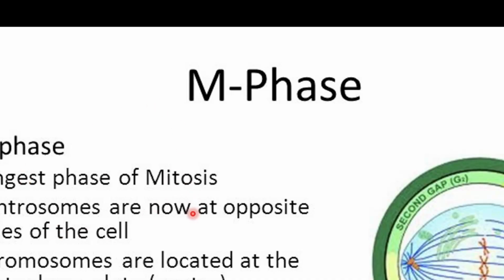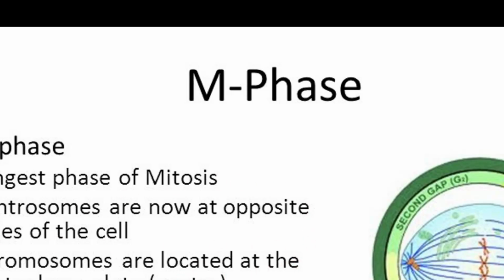Centrosomes are the organelles from which spindle fibers originate, right? Centrosomes are now at opposite poles of the cell, like this. One is on this side and the other here, and this is the equatorial plane or the metaphase plate that we all were talking about, an imaginary line across which all the chromosomes are arranged and which are joined by the emanating microtubules from the centrosomes, which are at opposite poles.